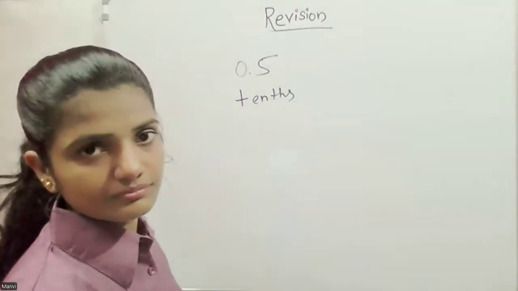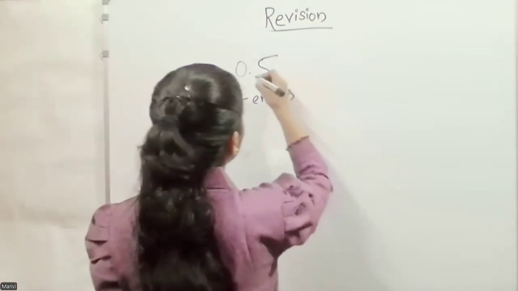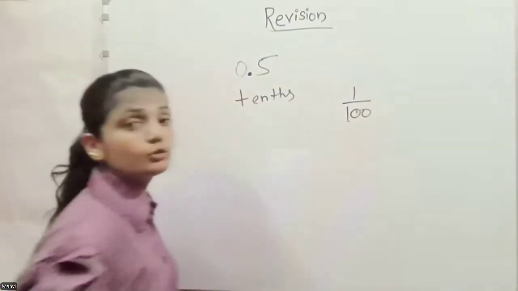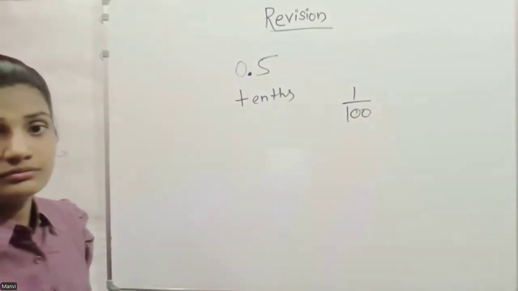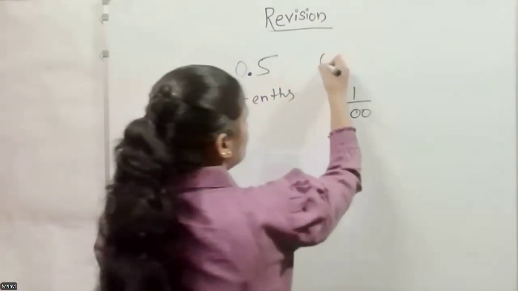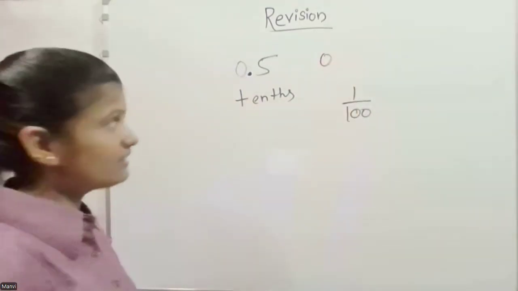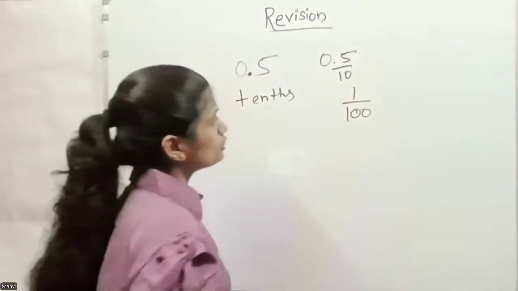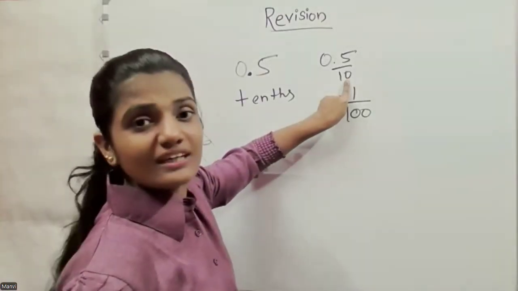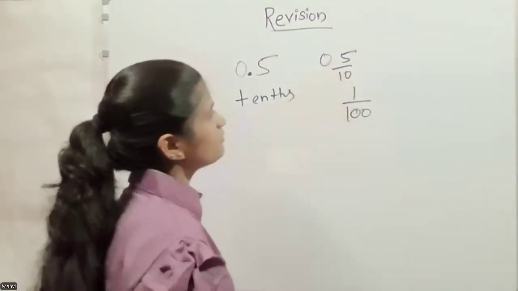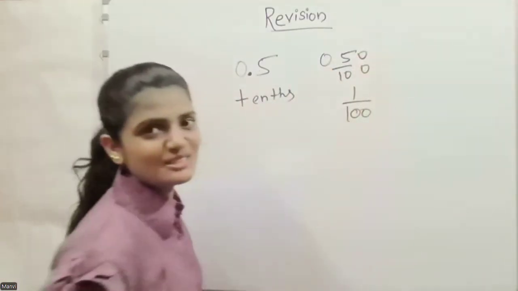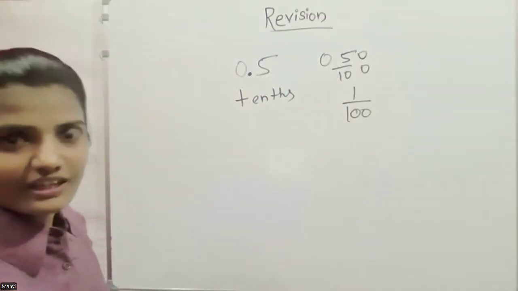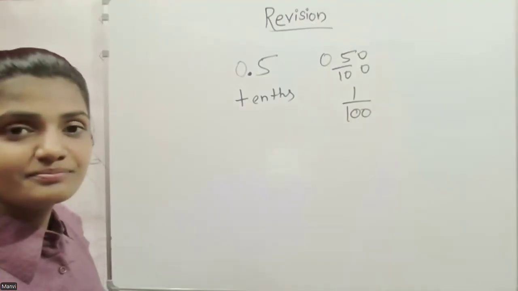How many hundredths are there? Hundredth means we have 2 zeros. But the answer will not be 500. This is 0.5, we have just 1 zero, and we want to make it 2. So how can you make that? Times by 10. So the answer will be 50. 50 by 100. Okay?